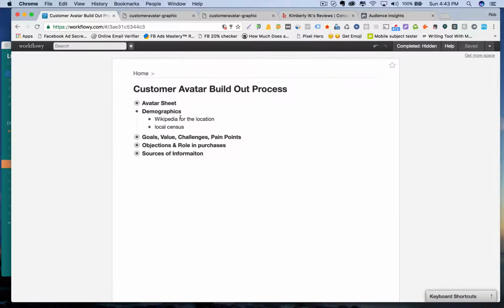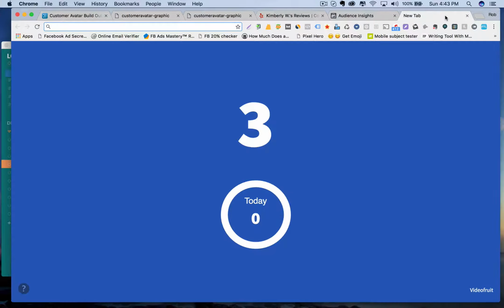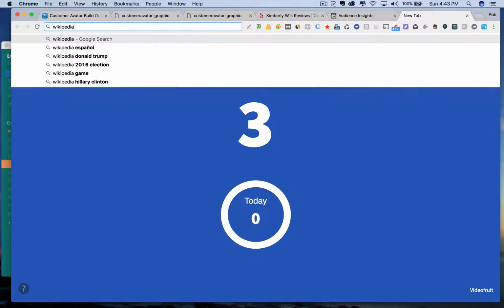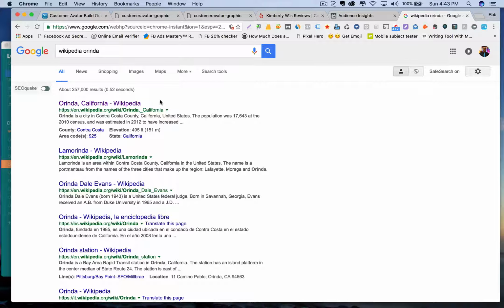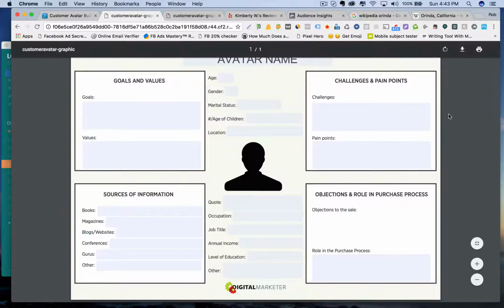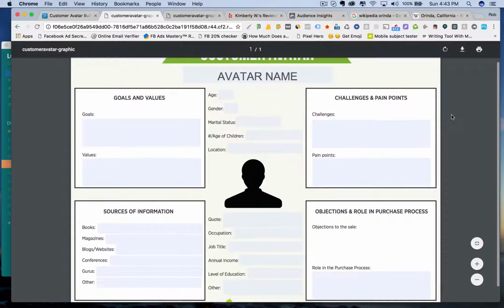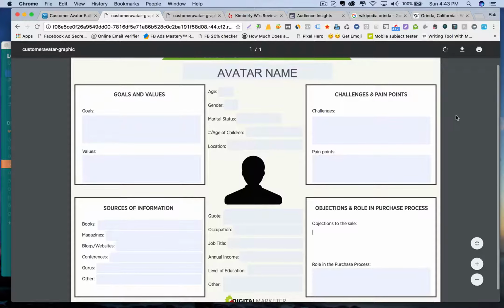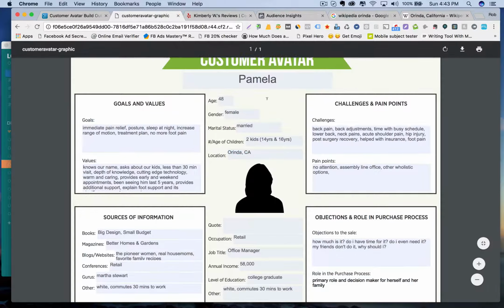I'll go here, demographic. I go to Wikipedia for the demographic. So I'll go to Wikipedia, Orinda, because he lives in Orinda. That's the area that he services. And again, I'm doing this because I'm going to be running ads and doing some marketing for him to help him out. So the location, I start. If I know the location, then let's do it. Bingo. Actually, no. Sorry, because I already did. I'm not going to do it all over again.